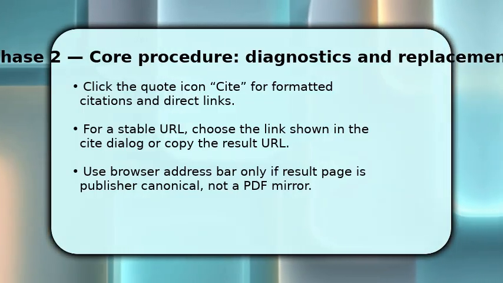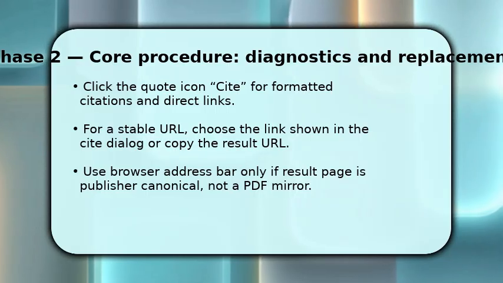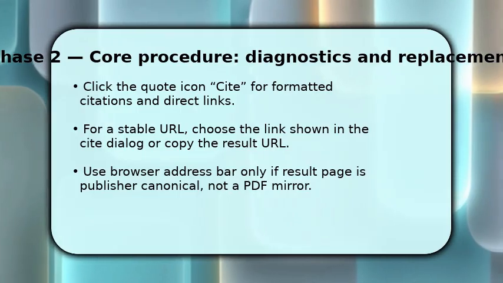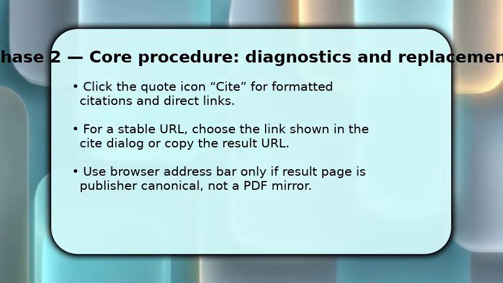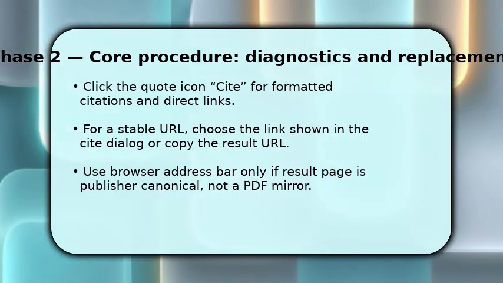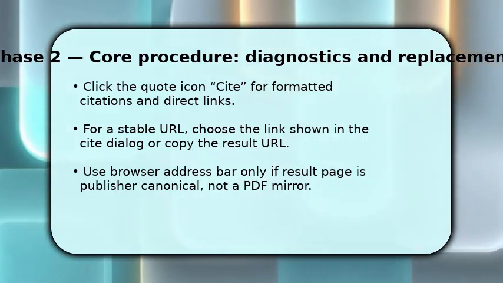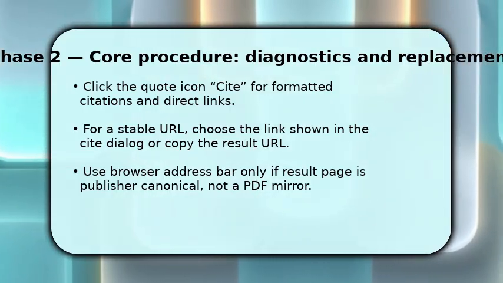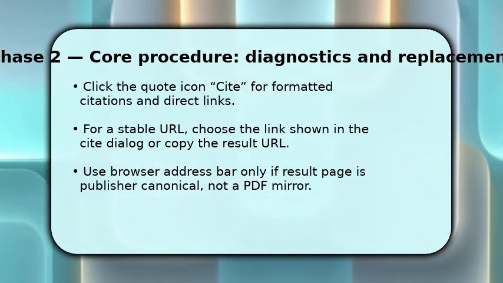Copy the URL displayed there for a stable reference. It usually points to the Google Scholar record or publisher page. If you need the publisher's canonical link, click the result title, wait for the page to load, then copy the address from the browser bar. Make sure the address isn't a temporary PDF mirror. Prefer publisher pages or the Scholar record for consistency.